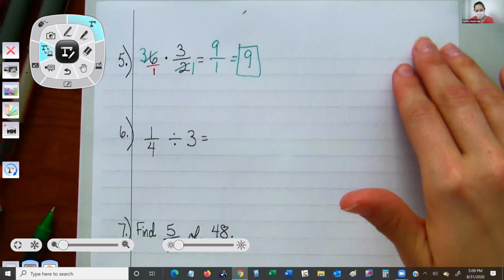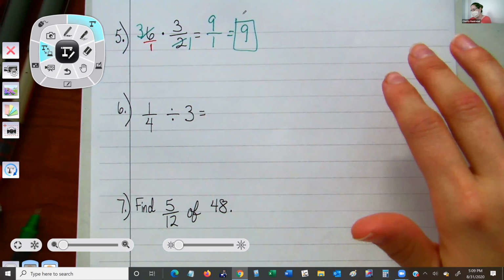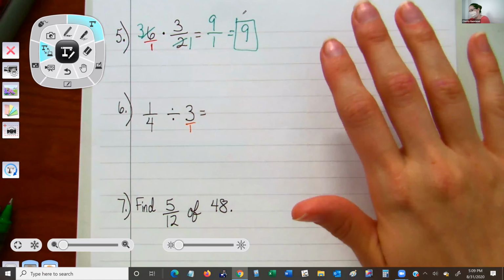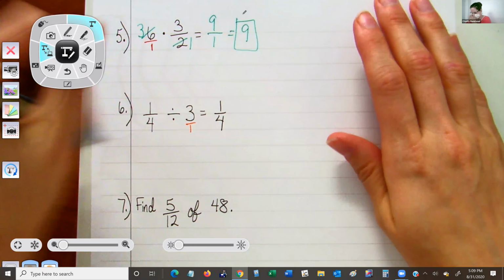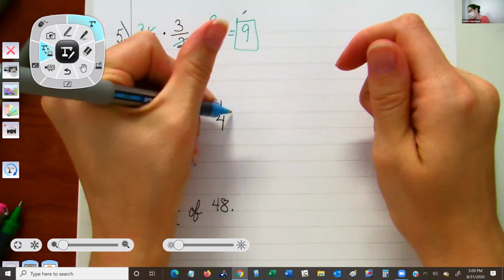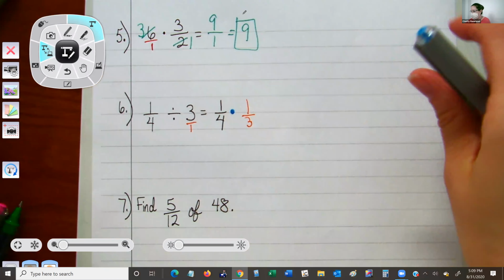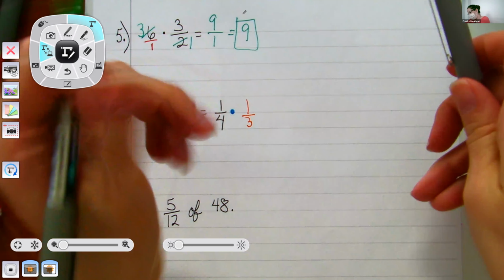Number 6, 1/4 divided by 3. So 3 is the same thing as 3 over 1. And we're dividing, so we have to flip the second fraction and multiply. So that's going to become 1/4 times 1/3. So nothing to reduce. 1 times 1 is 1, and 4 times 3 is 12. So the answer is 1/12.